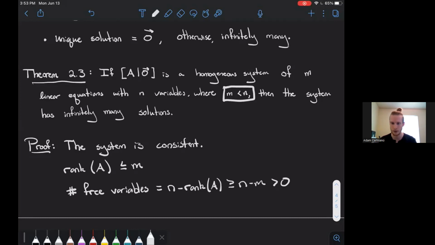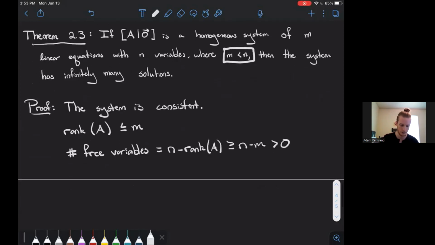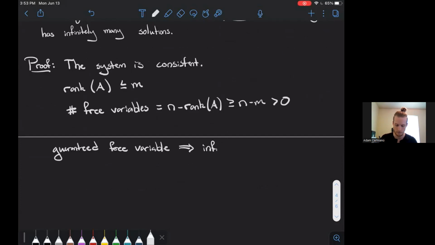Now, hang on a second. That means I'm guaranteed to have a free variable. And since I have a guaranteed free variable, then I must have infinitely many solutions. There's your little tombstone. End of proof. QED.